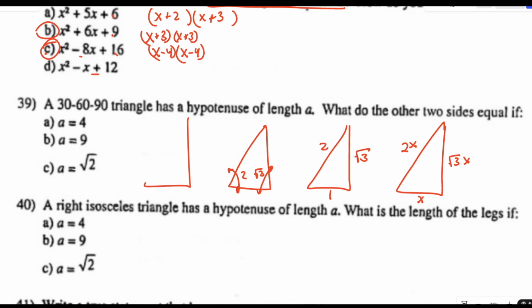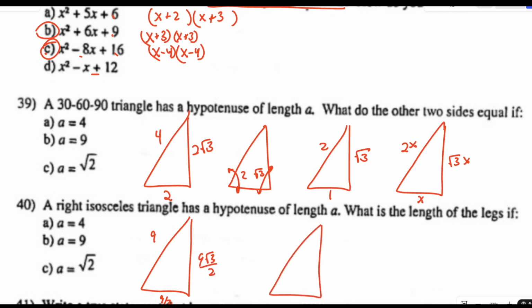Hypotenuse of length 4. So I know, my little diagram says to get the smaller side I divide by 2. And then if I want that side I have to multiply by root 3. And then I'll just rinse and repeat. So 9, divide by 2 and then multiply by root 3. For that one, divide by 2 and then multiply by root 3.